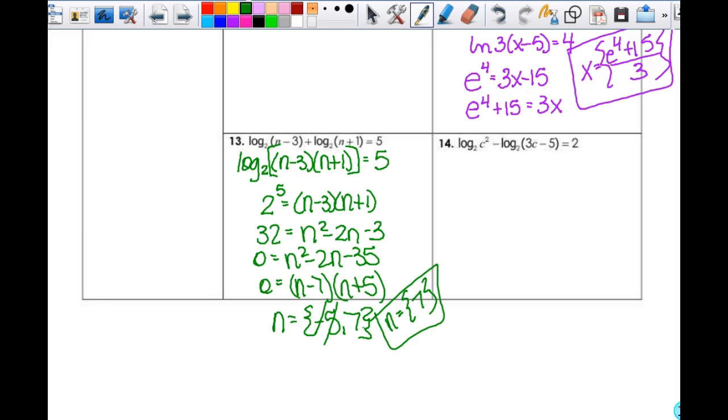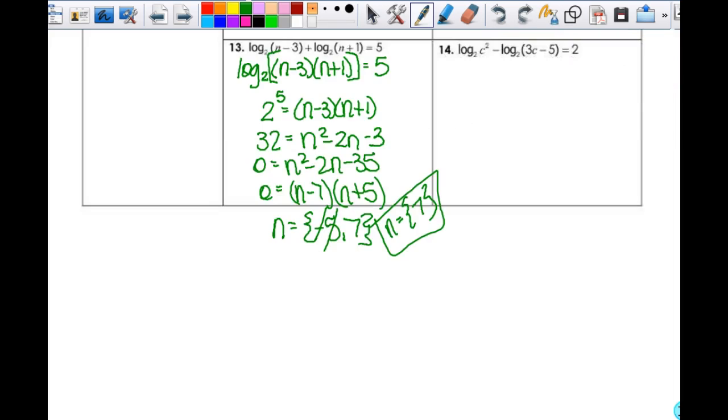Let's back up, because I think it's division. Yeah, I was thinking, I don't even think there's a cubed in there, so it lost me there. So I've got 2 logs with the same base, and I'm subtracting, so it's division. So log base 2 of c squared over 3c minus 5 equals 2, right? So now I have a single log. I can rewrite it in exponential form, so this will give me 2 to the 2nd power equals c squared over 3c minus 5, right?